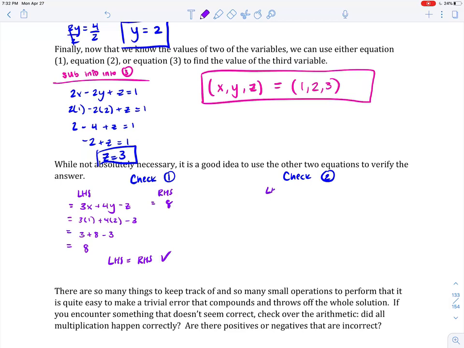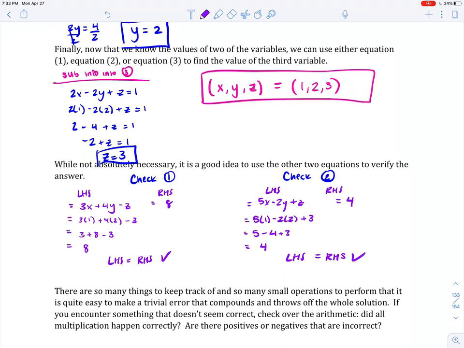But to make sure it's a solution to my system, since I already know it's a solution to equation 1, I need to also check equation 2. And I do that by, again, splitting it up into my left-hand side and my right-hand side. My left-hand side for equation 2 happens to be 5x minus 2y plus z. And I plug in a 1 for x, 2 for y, and a 3 for z. I get 5 minus 4 plus 3. And that happens to be 4.